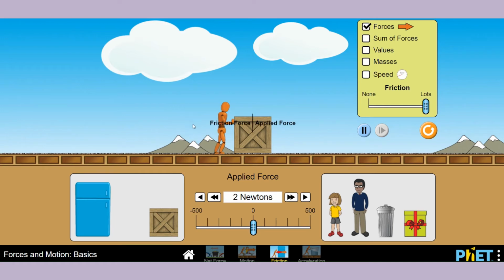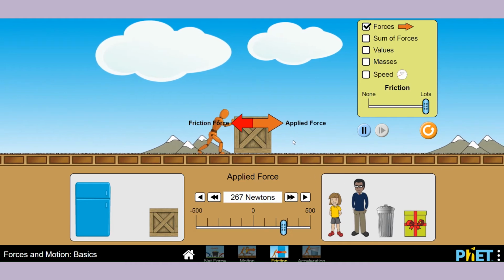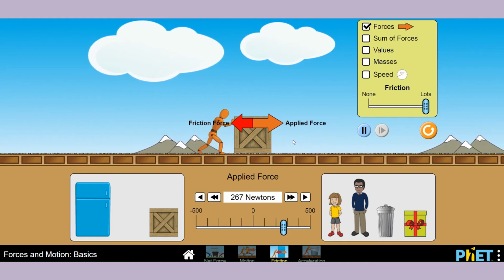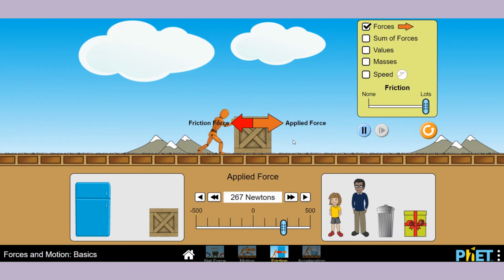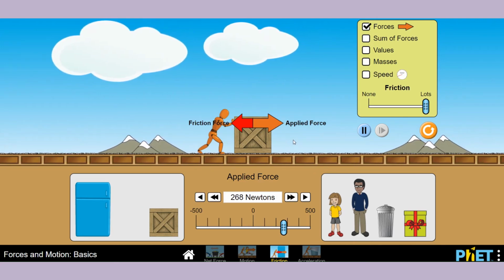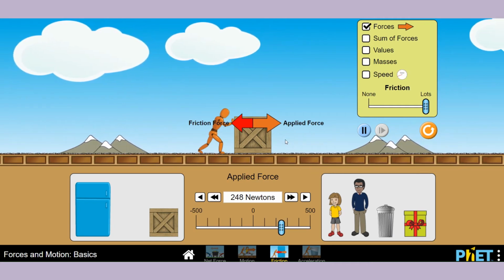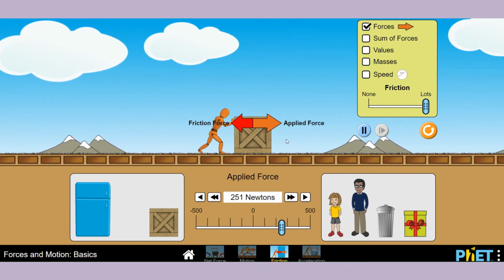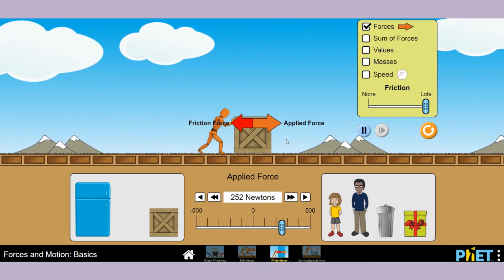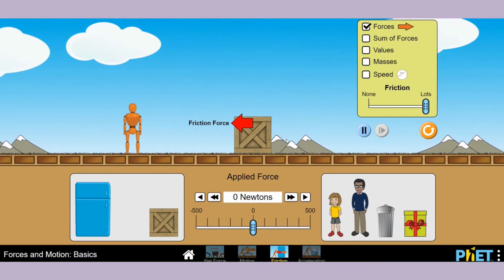Okay, I'm going to just let this man try to push this box. You see, it takes a lot of effort for him to push the box because the surface is rough. Now you can see the applied force is to the right, but the friction force is to the left. So the motion is to the right, but the force of friction is opposite to that of the motion. It's like a force that is trying to stop the motion.